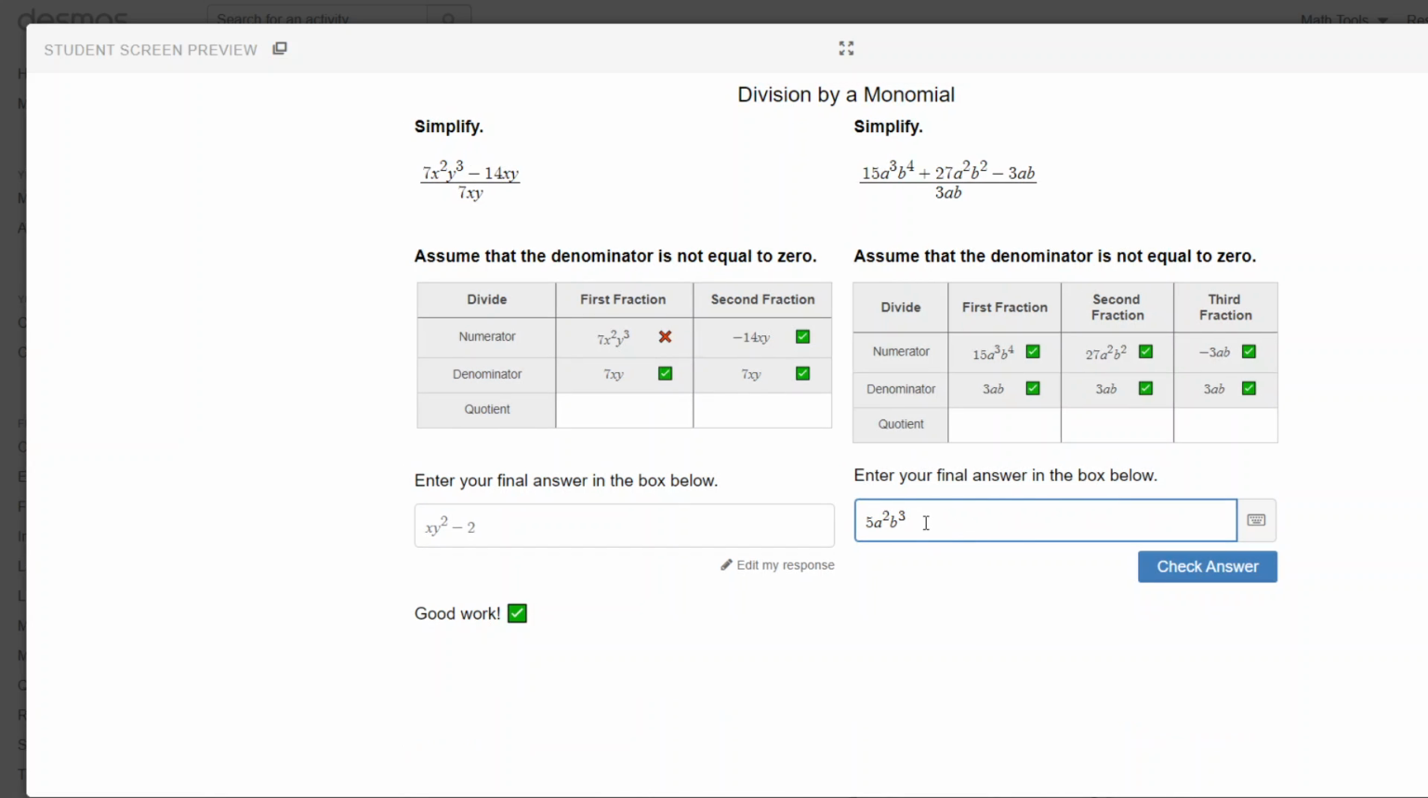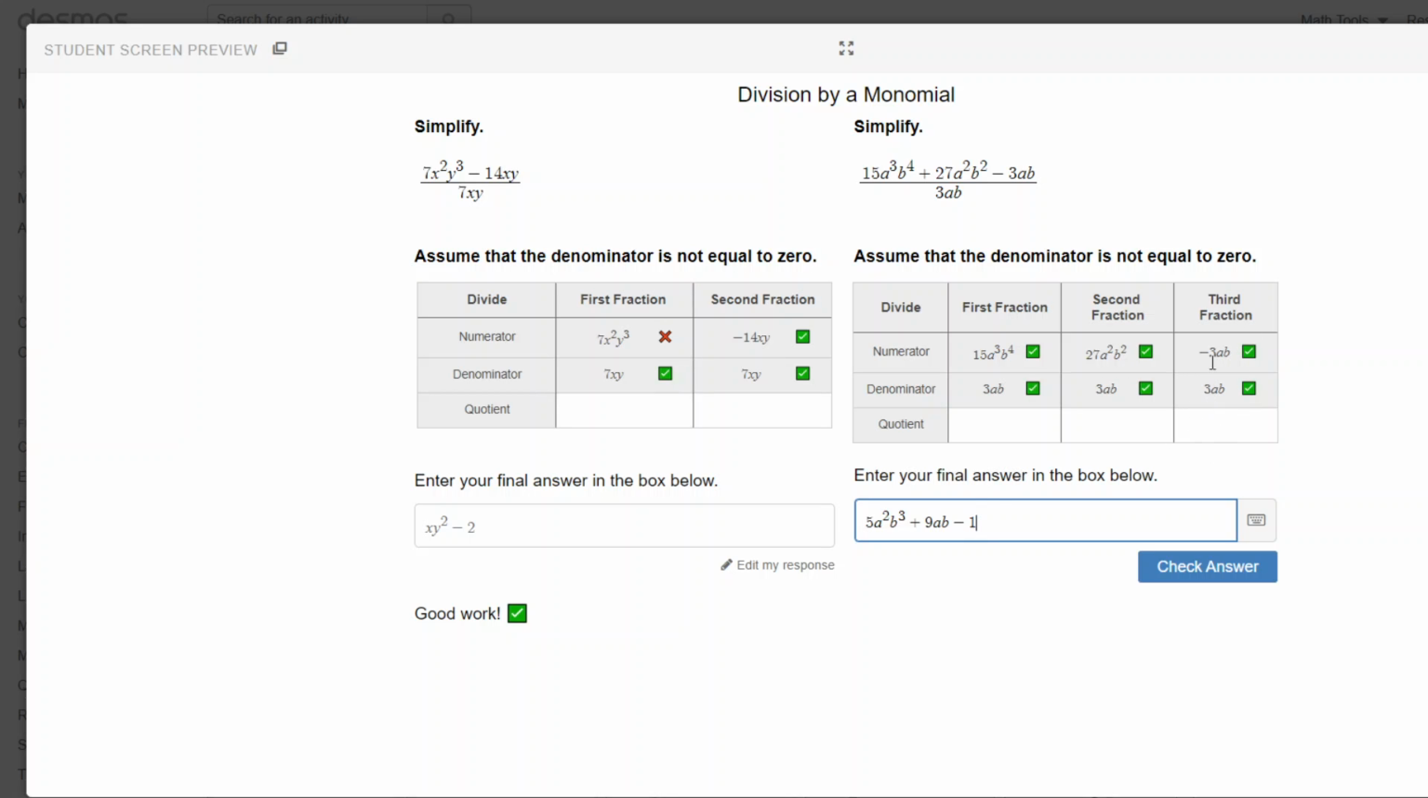Let's move on to the next term here. So 27 divided by 3 is 9. A squared divided by A is A, 2 take away 1, so A to the 1. B squared divided by B, same thing, 2 take away 1 is 1, so that would just be B. And for our last term, negative 3 divided by 3 is negative 1. And A divided by A, as it's the same thing, it cancels. And B divided by B, same thing, it cancels.